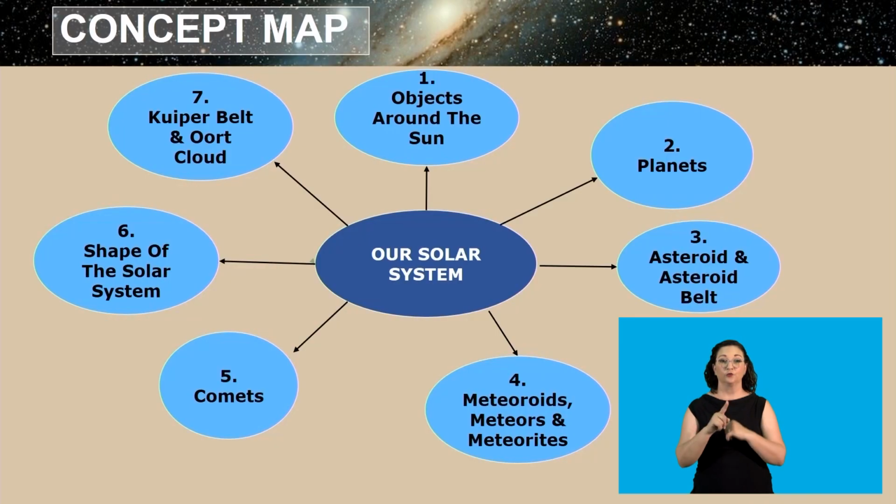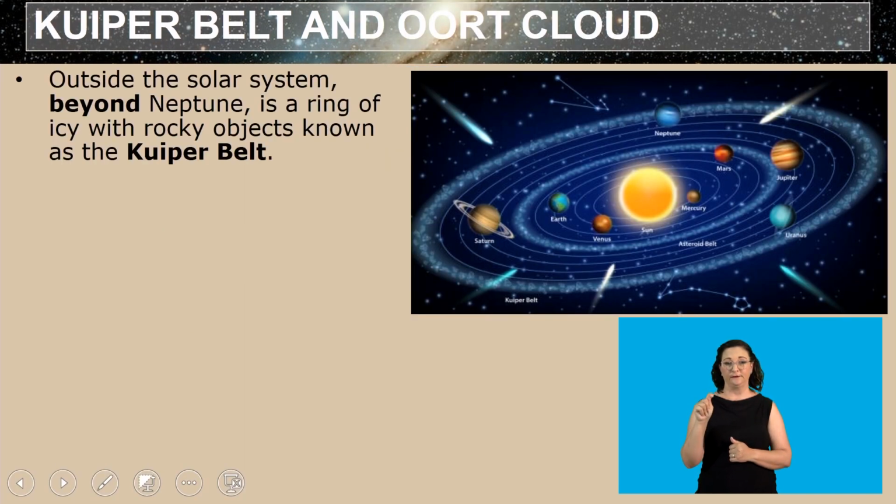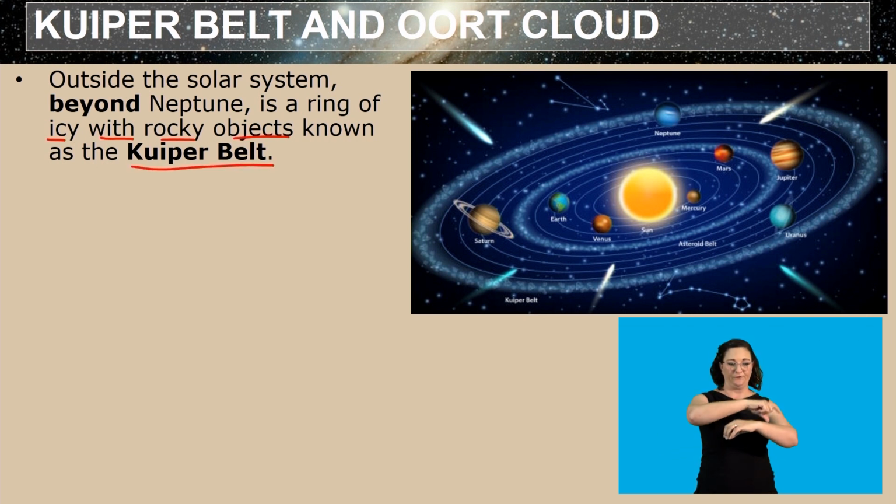Now let us look at the last concept, which is the Kuiper belt and the Oort cloud. All right. Now, outside the solar system, beyond Neptune, there is a ring of ice with rocky objects known as the Kuiper belt. If you look at the picture on my right hand side, it shows clearly the difference between the asteroid belt as well as the Kuiper belt.